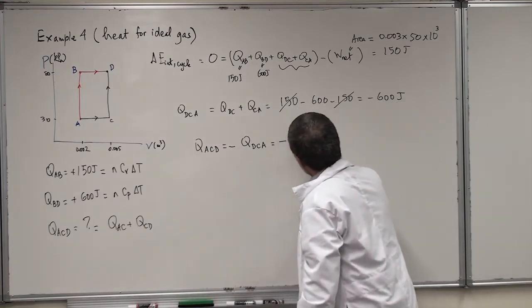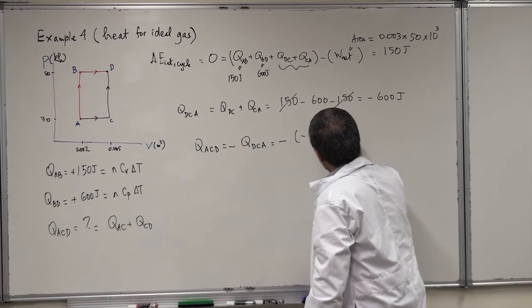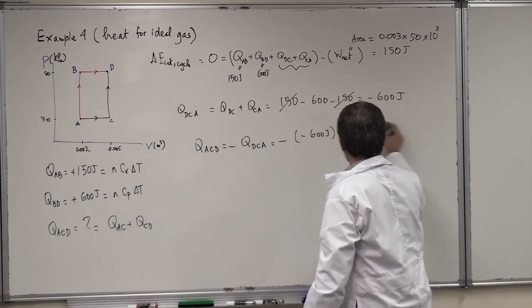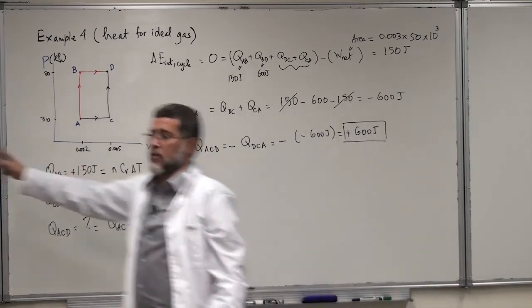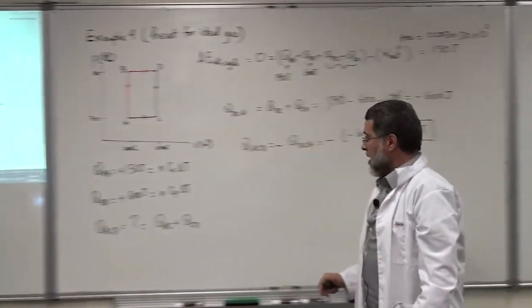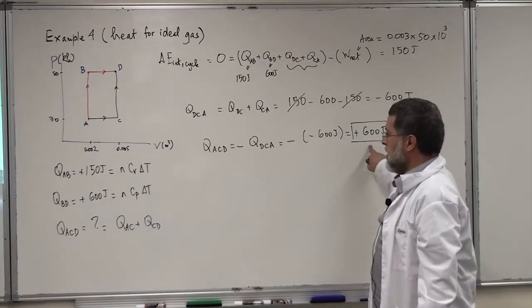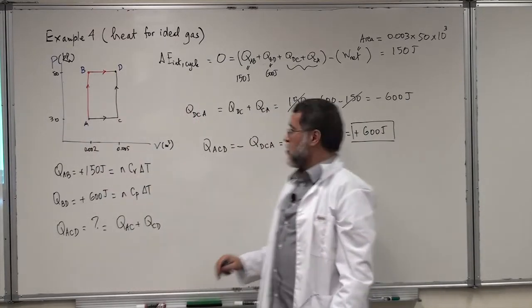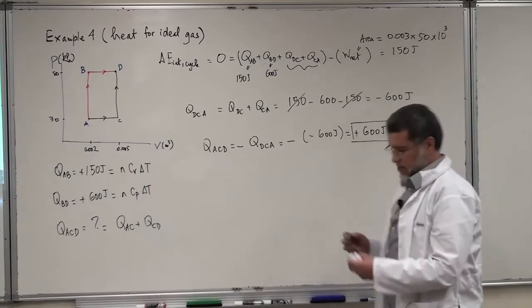So it will be minus 600 joules, which is equal to what? Plus 600 joules. Okay? So that's the final answer. This is the answer to this question here. And as I told you, this heat is different from the sum of these two heats, which is 750. Okay? So this is the answer to the question.